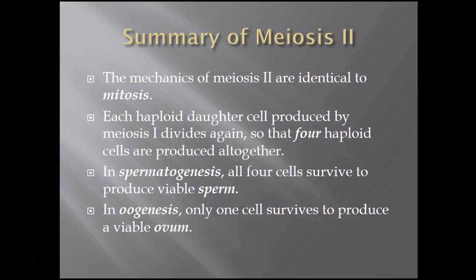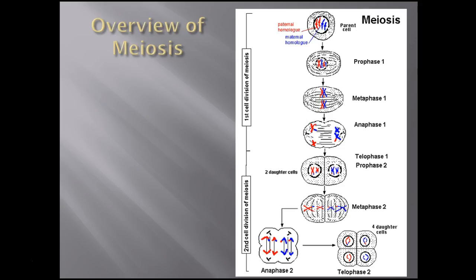In women, or girls I should say, it's called oogenesis. That's the production of eggs or ovum. Now you get 4 cells at the end, but 3 of those cells have very little cytoplasm. And 1 cell has a lot of the cytoplasm and will survive to produce 1 viable ovum or egg. And I'm sure you remember that all of this happens when a little girl is born. She has all of the eggs that she's ever going to ovulate in her life.